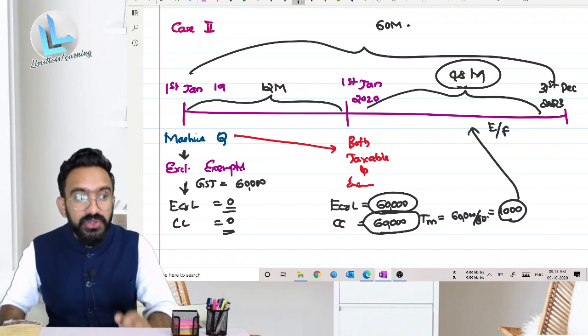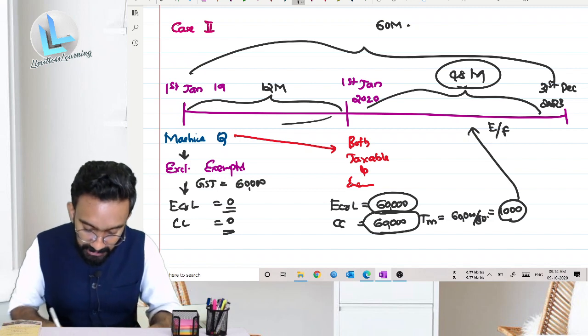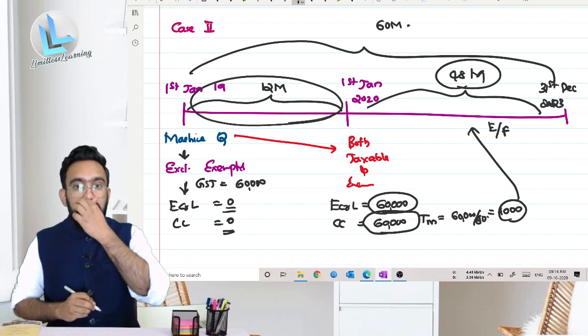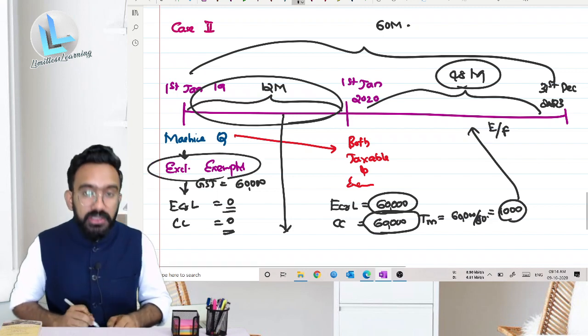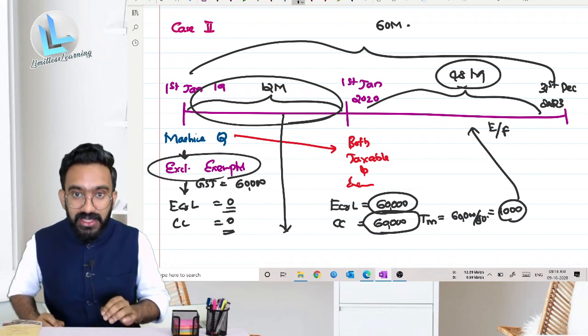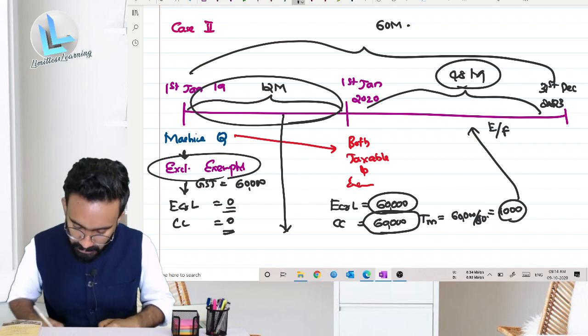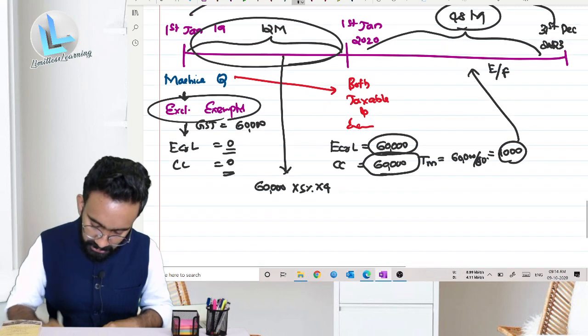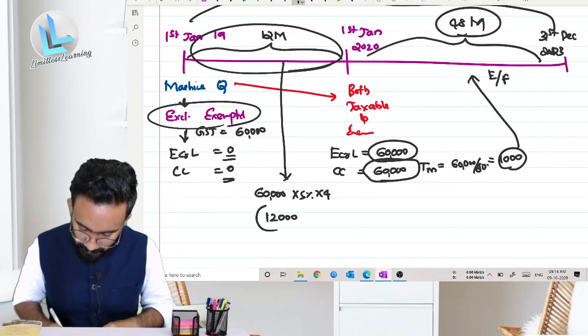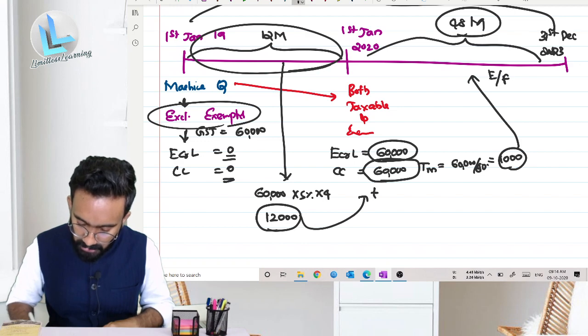Now there is a problem. If that's the case, then you're getting credit even for this 12 months. This 12 months period, you're using it exclusively for exempted supplies, so you should not be eligible for any credit. They said no problem. For this particular period, 60,000 into 5% per quarter into 4 quarters, that is 20%, 12,000 rupees has to be, apart from this, added to output tax liability.